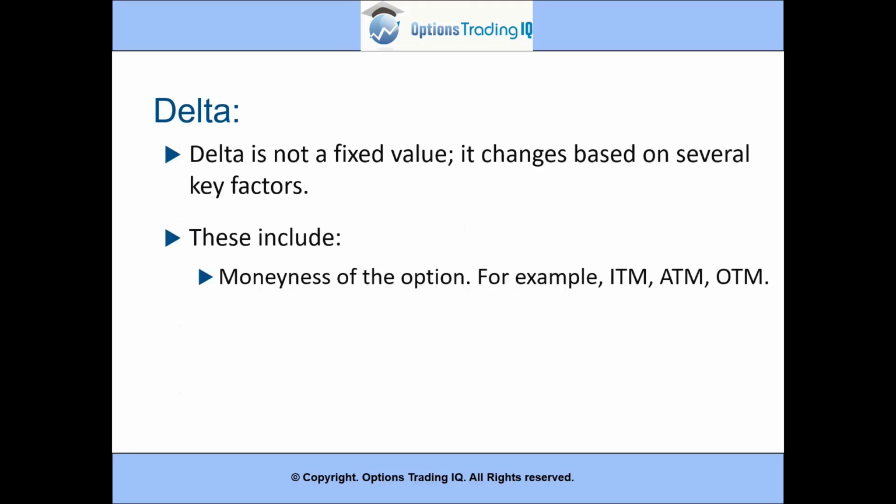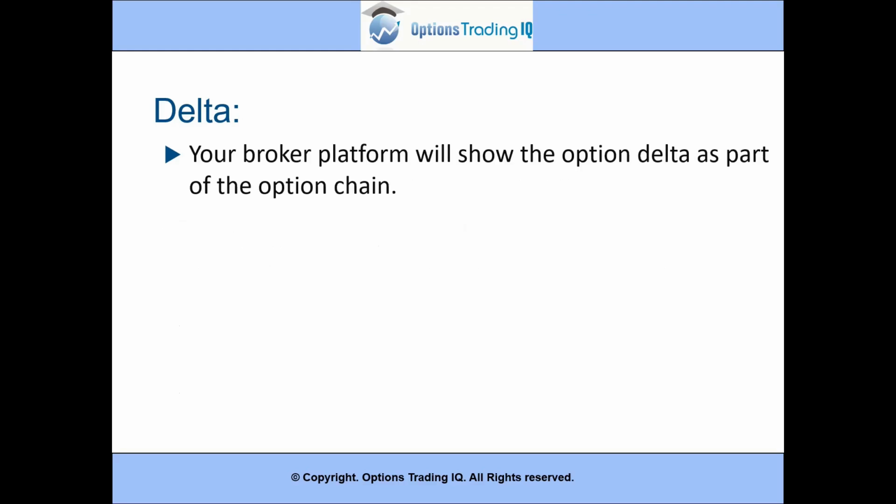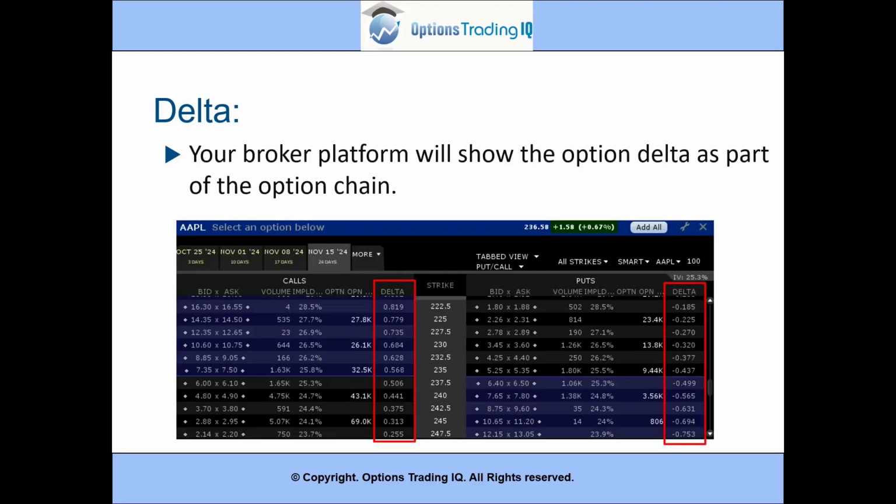These include the moneyness of the option, for example, whether it's in the money, at the money, or out of the money, time to expiration, and implied volatility. Your broker platform will show the option delta as part of the option chain. You can see that here with Apple. We've got all our deltas here, positive for the call options, negative for the put options. And as we go further out of the money, the delta drops away. Same on the downside. As we go further out of the money, the delta gets lower and lower.